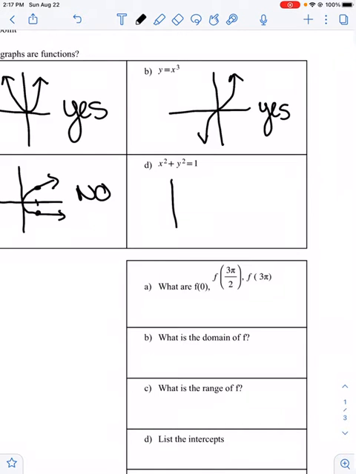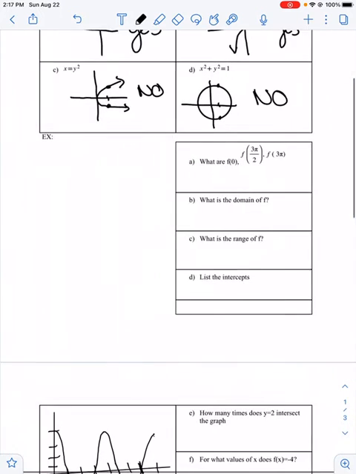And then lastly, our circle. So again, it does not pass that vertical line test, and every x value has two y values. So no, a circle is not a function.